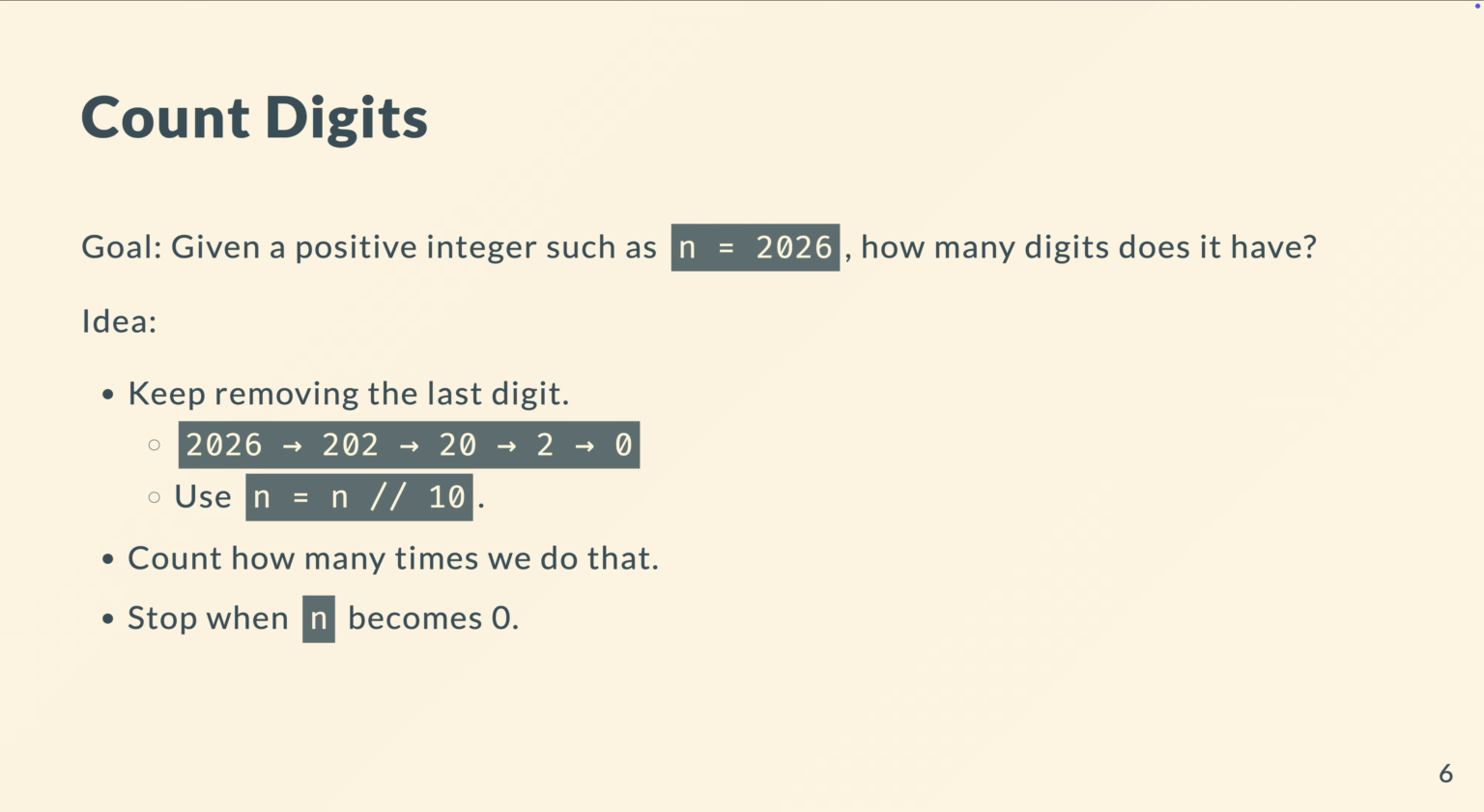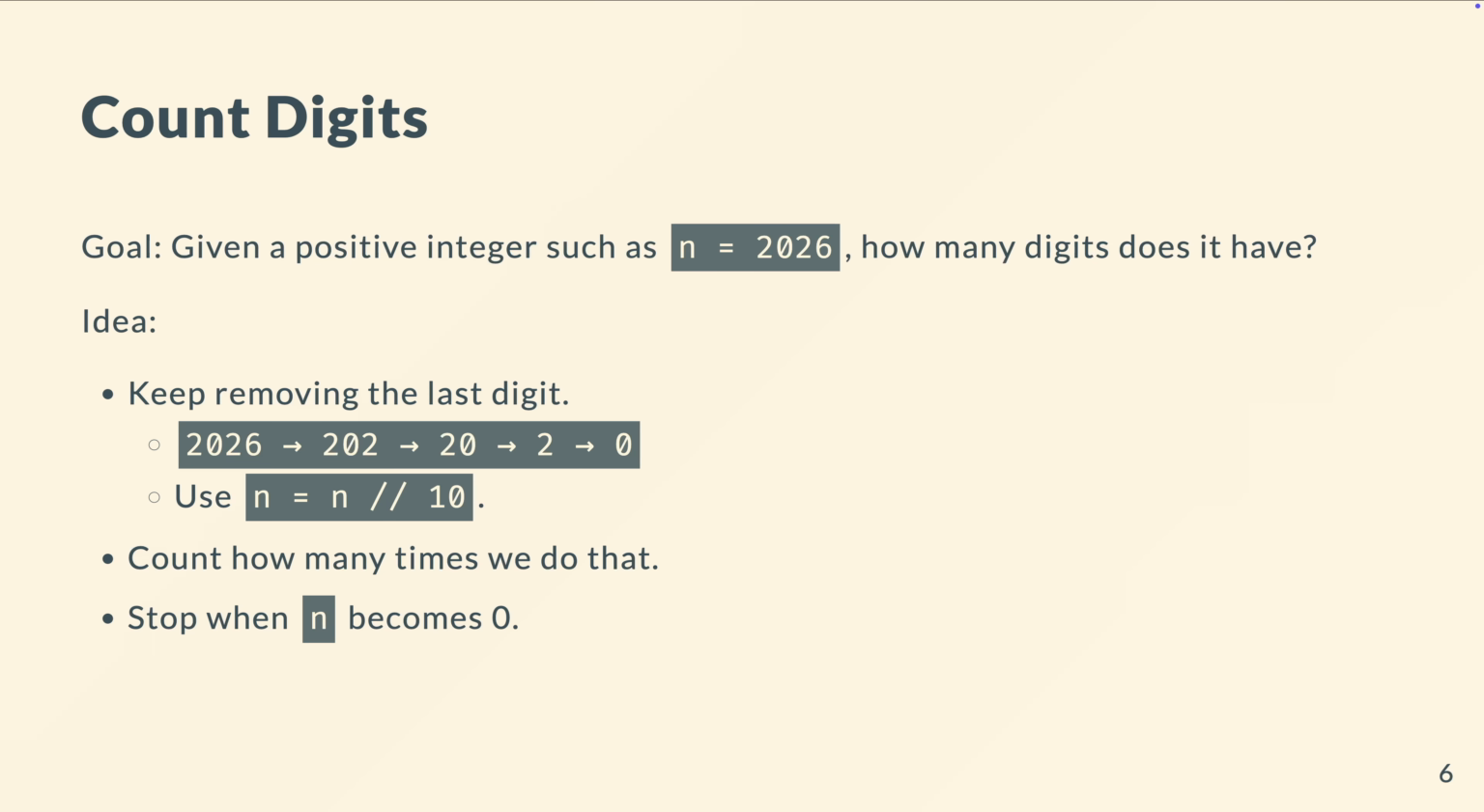Now we solve the counting digits problem. We have studied it in a previous lecture. Goal. Given a positive integer n, how many digits does it have? Obviously, n equal to 2026 has 4 digits. Here is the idea. We keep removing the last digit until the number becomes 0. If the input n is 2026, it will become 202, 20, 2, and finally 0.